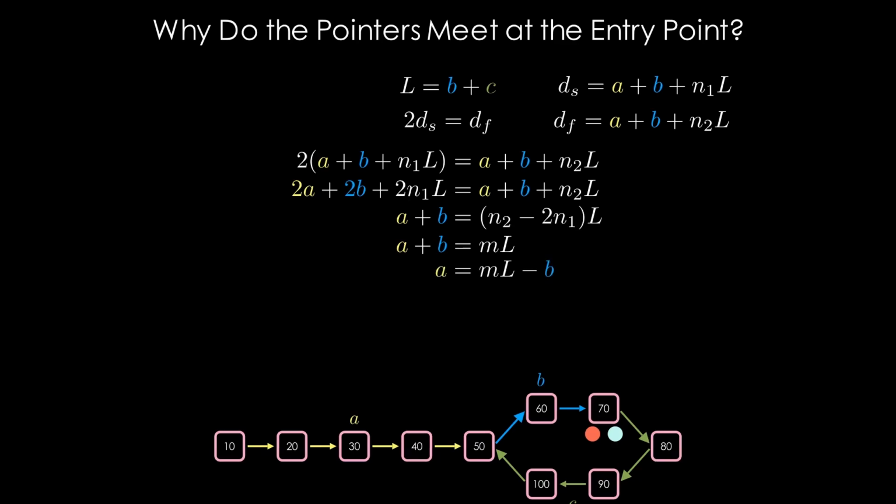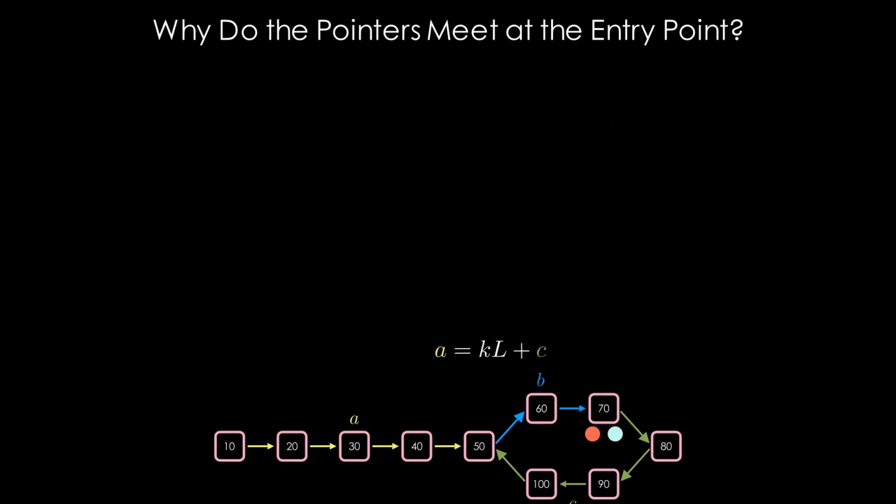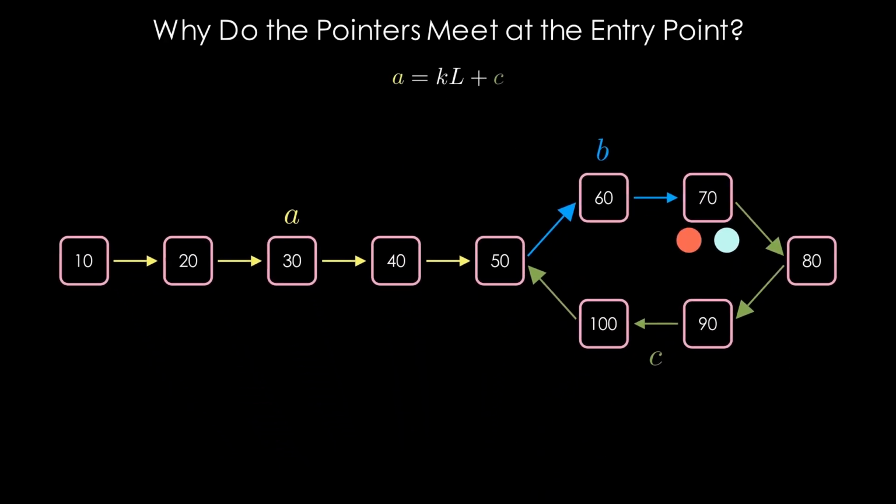And we insert L minus C for B. Again, moving things around a bit and calling m minus 1, which is also just an integer, k from now on. This gives us A equals kL plus C, and therefore A is equal to some multiple of the cycle length plus C. And therefore we proved that the pointers in the second step of the algorithm always meet at the entry point of the cycle.